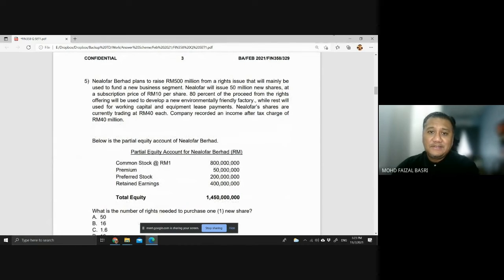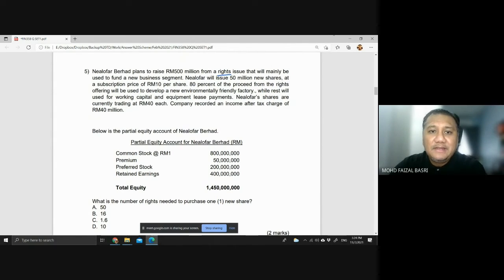Okay, ni kalau you perasan, this is about stock rights. Okay, berkenaan rights issuance. So, dia nak raise 500 million. So, this is amount to be raised. So, they issue 50 million units, okay, with a subscription price of RM10. So, this is the PS kalau ingat.